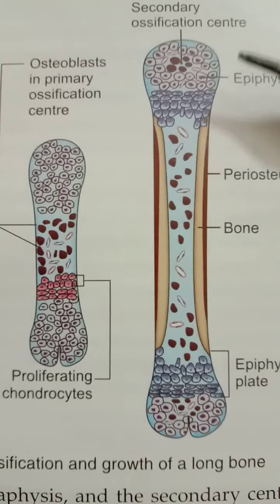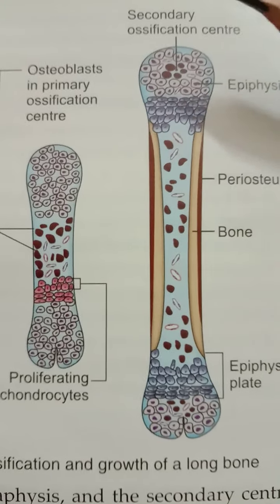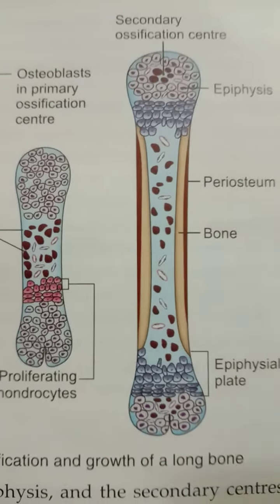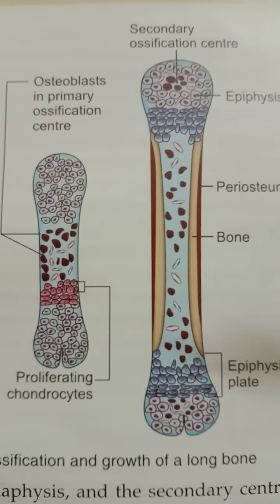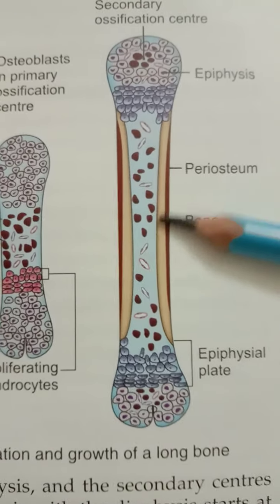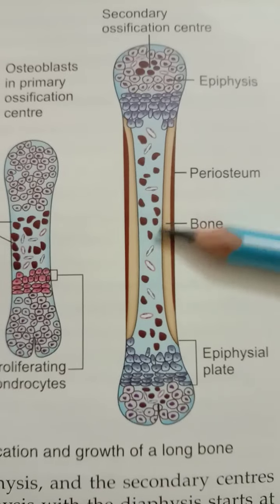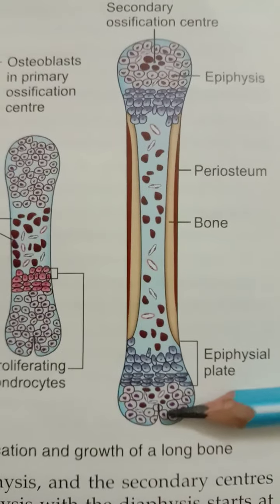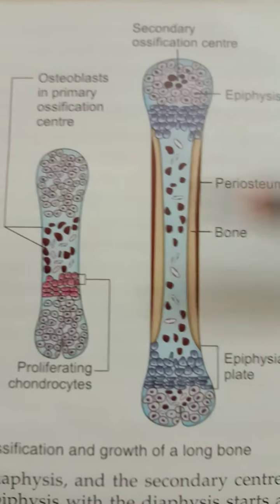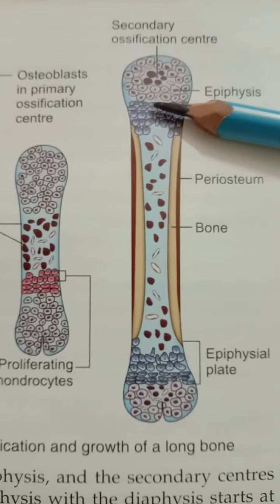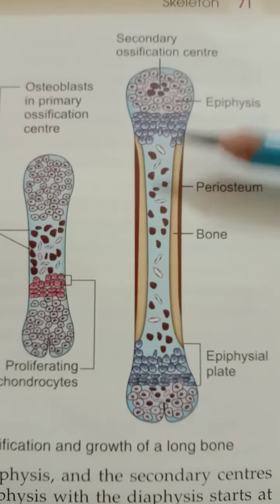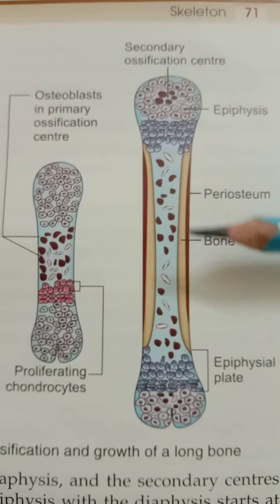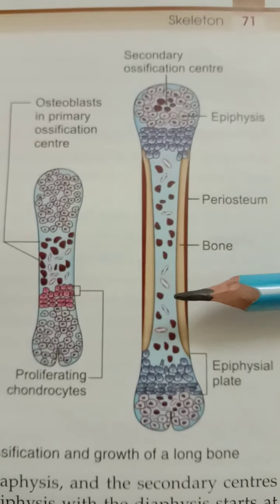Then the secondary centers appear after birth, and with a few exceptions, many secondary centers appear at puberty. So the primary center forms the diaphysis, in the center, and the secondary centers form the epiphysis on both ends of the bone. The fusion of the epiphysis with the diaphysis starts at puberty, and it is completed by the age of 25 years or more.